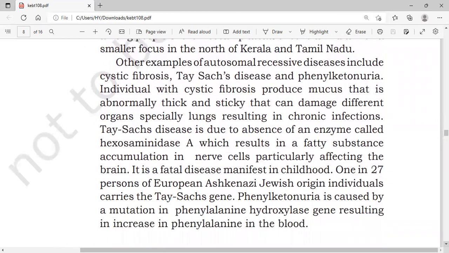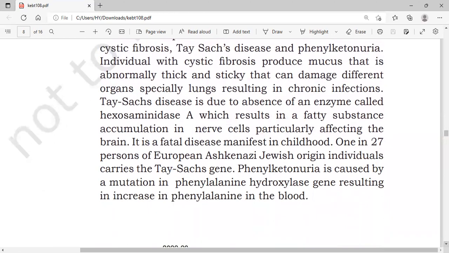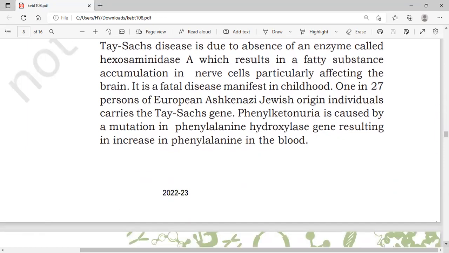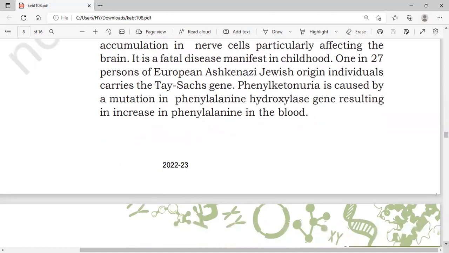Other examples of autosomal recessive disease include cystic fibrosis, Tay-Sachs disease, phenylketonuria. Individuals with cystic fibrosis produce mucus that is abnormally thick and sticky that can damage different organs, especially lungs, resulting in chronic infection. Tay-Sachs disease is due to the absence of an enzyme called hexosaminidase, which results in fatty substance accumulation in nerve cells, particularly affecting the brain. It is a fatal disease manifested in childhood.